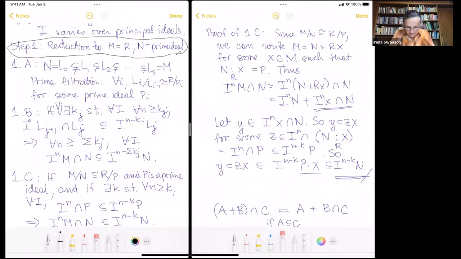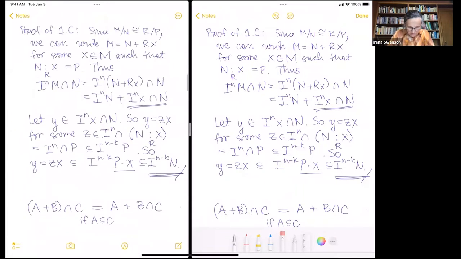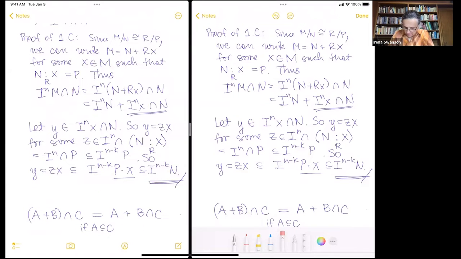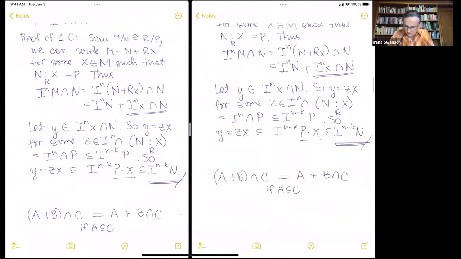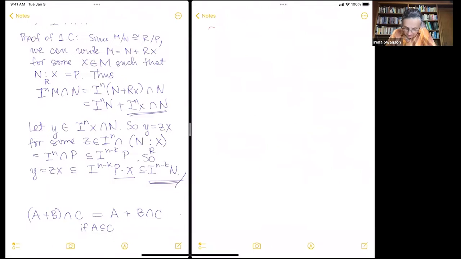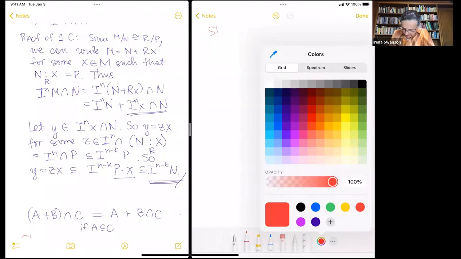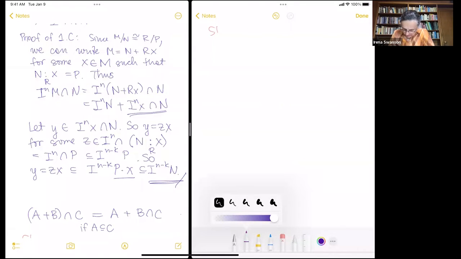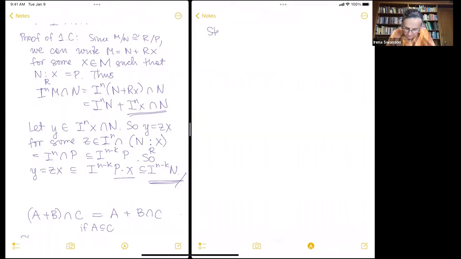Okay, then I guess I should undo, scroll. Now, okay, proof 1C. All right, so now, done. So now let's go to step two. I don't want the red color. Okay. Step two. What do we do in step two? Oh, I skipped what is in my notes. Step one was reduction to faithfully flat extensions.